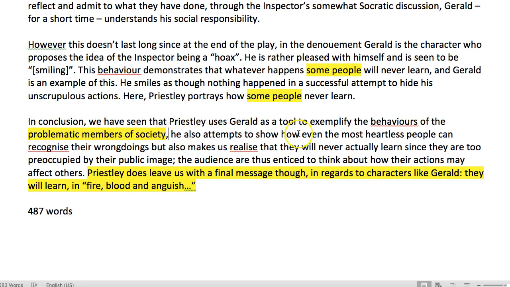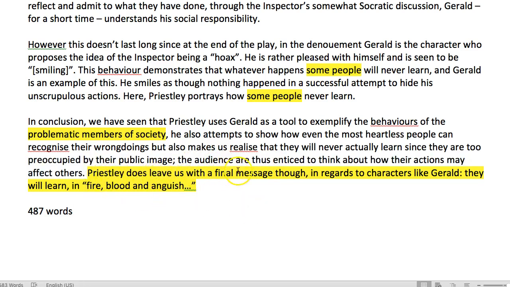He also attempts to show how even the most heartless people can recognise their wrongdoings, but also makes us realise that they will never actually learn, since they are too preoccupied by their public image. The audience are thus enticed to think about how their actions may affect others. That's a very good twist there. So in our thinking about Gerald, we're encouraged to think about ourselves.